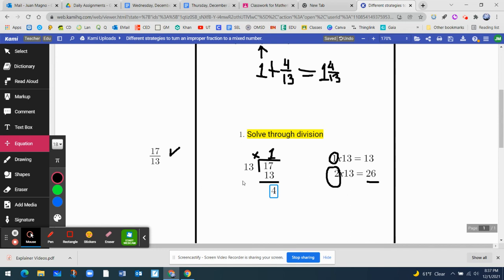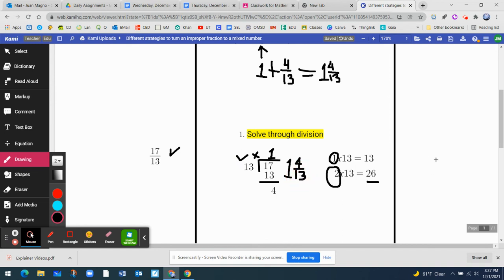So now we have our mixed number. The answer is 1 whole, which is the quotient here. Okay, that will be 1 whole. And the fraction begins with the remainder. The remainder is 4, which becomes your numerator. And 4 out of what? Well, 4 out of 13. So that 13 would be the denominator.